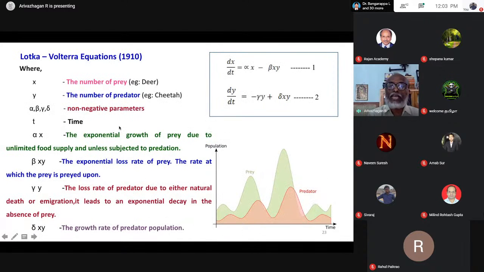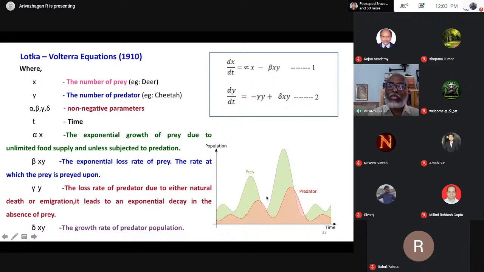Then what is beta xy? Beta xy is the exponential loss rate of prey due to predation, the rate at which the prey is preyed upon. Therefore, the net rate of change of population is the exponential growth minus the exponential loss rate. That is dx by dt. In the same way, delta xy denotes the growth rate of predator population due to predation, but gamma y is a loss rate of predator due to either natural death or emigration, leading to exponential decay in the absence of prey. Therefore, the growth rate of predator minus the loss rate of predator is the rate of change of population of the predator.